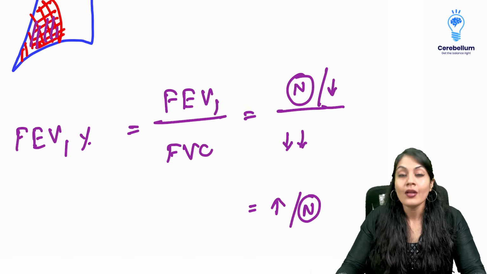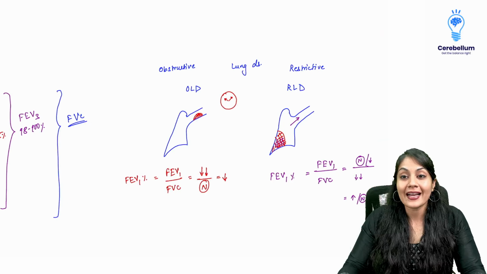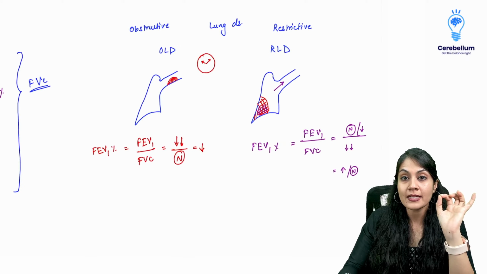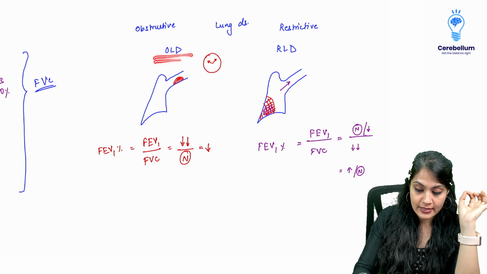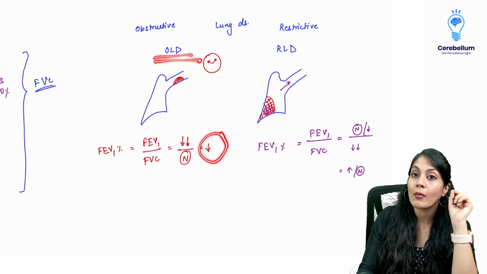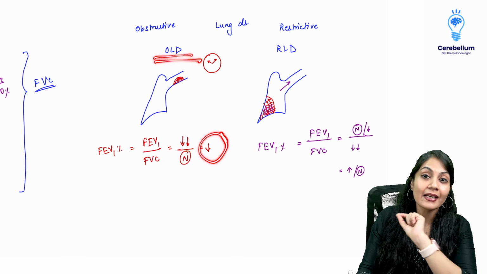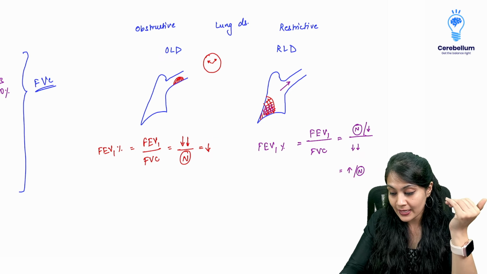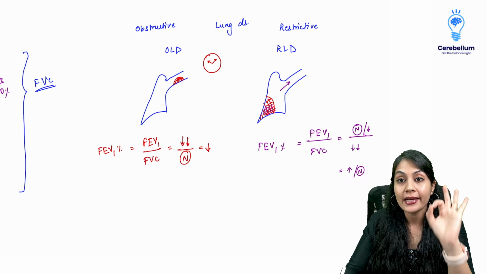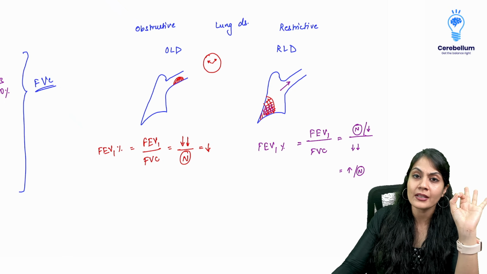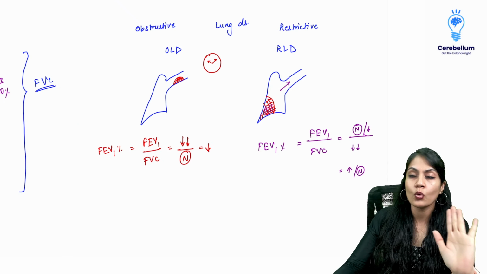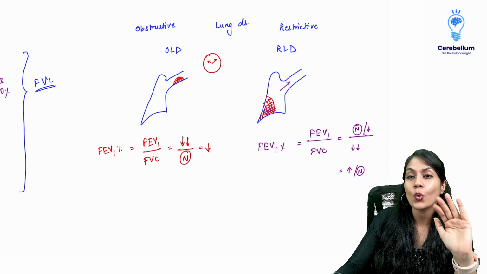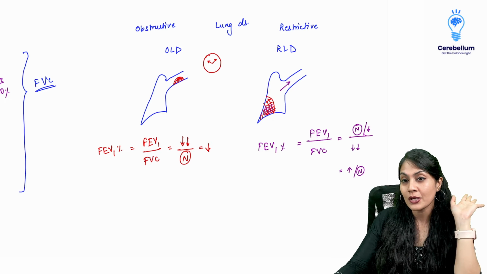So please remember that in OLD and RLD, that is the difference. In OLD, that is the obstructive lung disease, the ratio will always decrease. If the ratio is decreasing, that cannot be RLD, because in RLD, either the ratio is going to increase or remain normal. It will never decrease. How to remember? In the obstructive lung disease, the FEV1 percentage decreases. In RLD, it will not decrease.